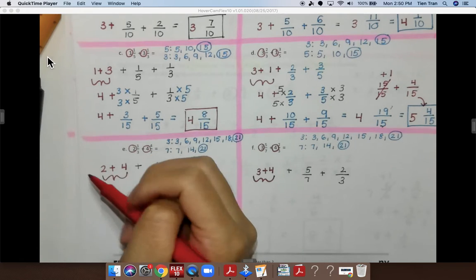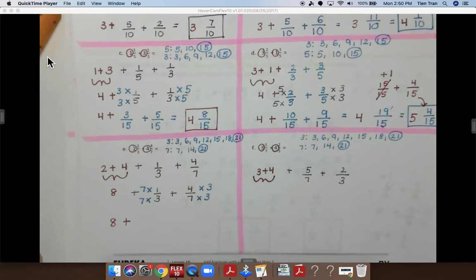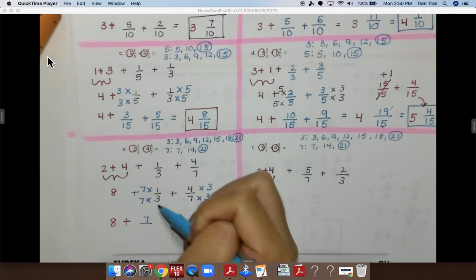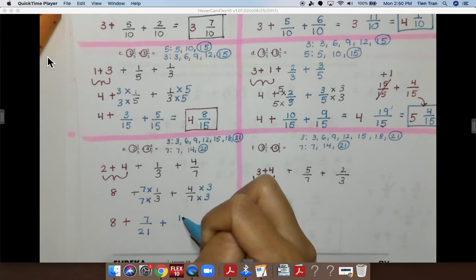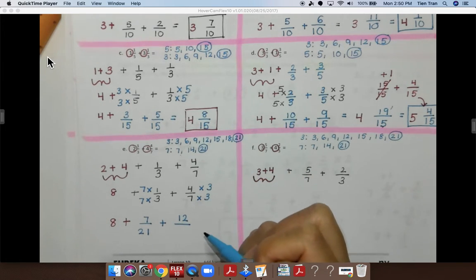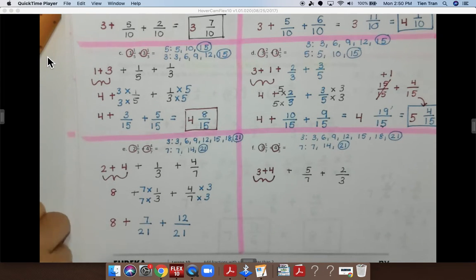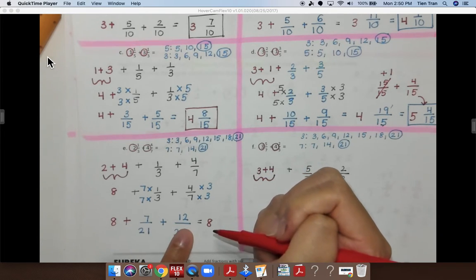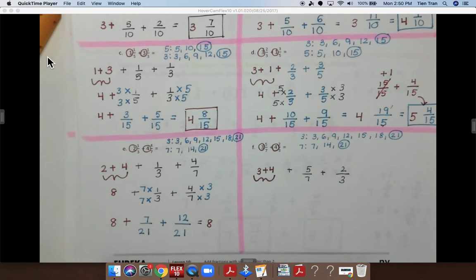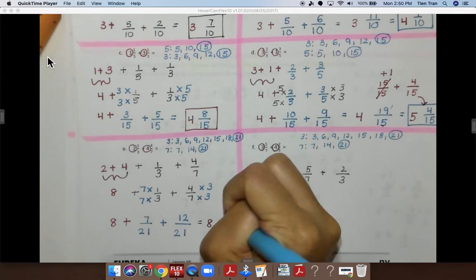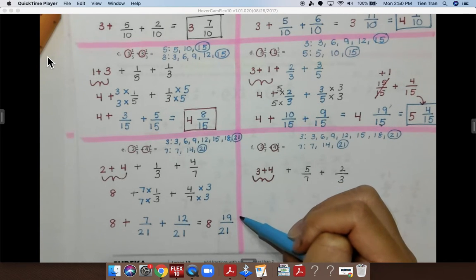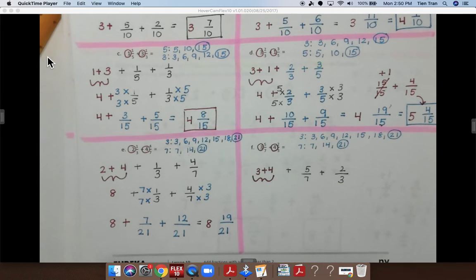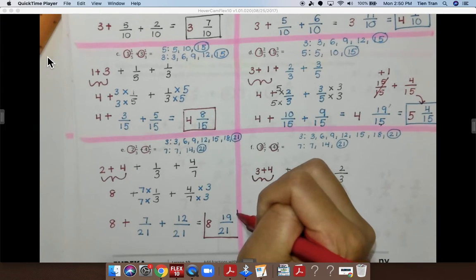So now I'm just going to bring my 8 straight down. 7 times 1 is equal to 7. 7 times 3 is equal to 21. 4 times 3 is equal to 12. And 7 times 3 is equal to 21. So now I'm going to write my whole number, which is 8. And I'm adding 7 plus 12. 7 plus 12 is going to give me 19. And my denominator is going to stay as 21. Notice that the numerator isn't bigger than the denominator, so this will be my final answer. 8 and 19/21.